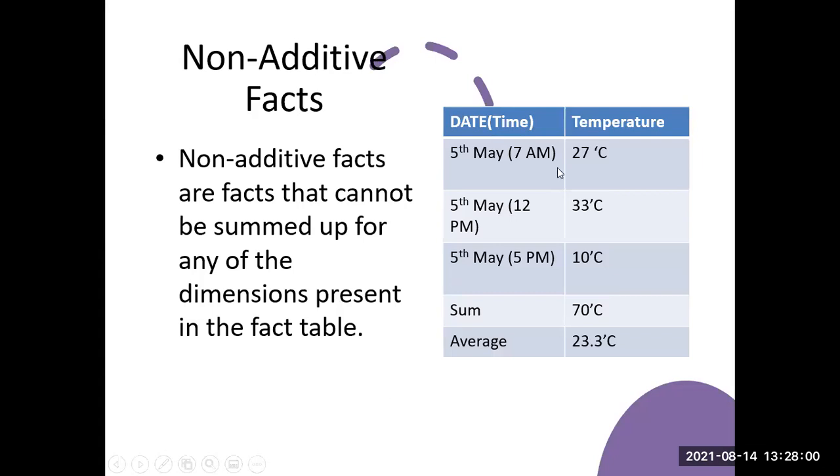The last one is non-additive facts, which are facts that cannot be summed up for any of the dimensions present in the fact table. We can have a picture over here in the table. We can calculate the weather also: the date, the temperature. Date is 5th May, 7 a.m., and the temperature is 27 degrees. I cannot predict it and I cannot add it up here. Sometimes it will go low, sometimes it will go increasing.